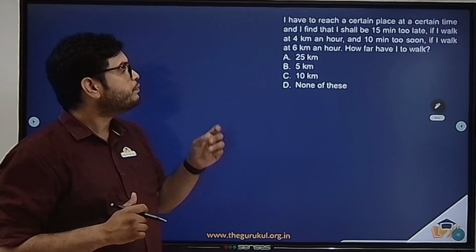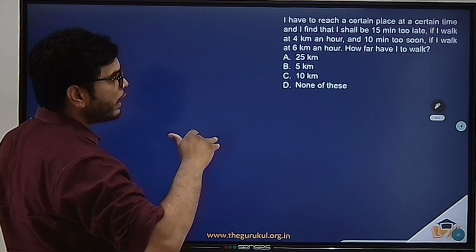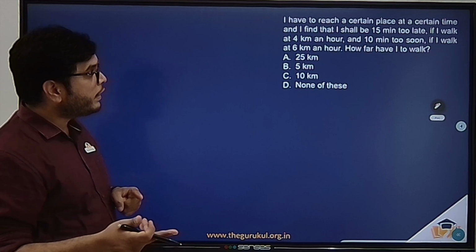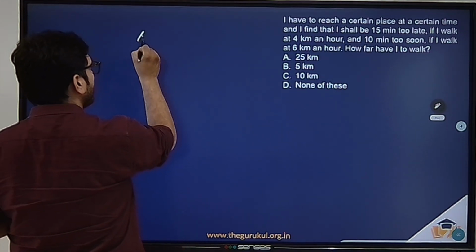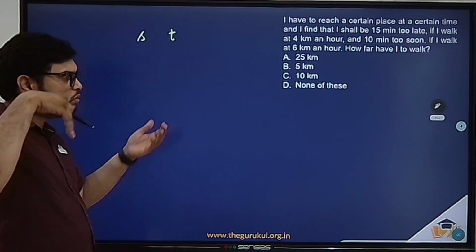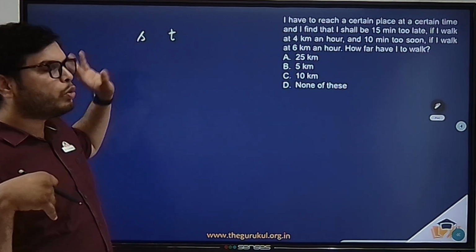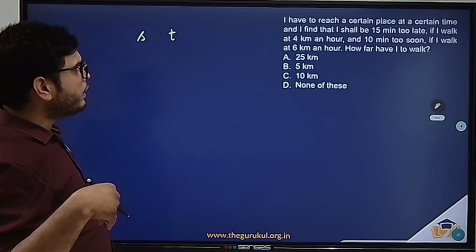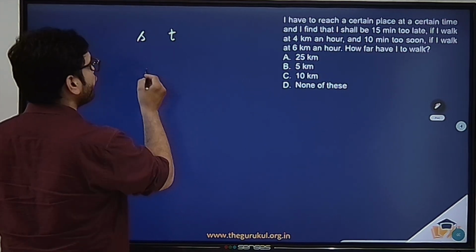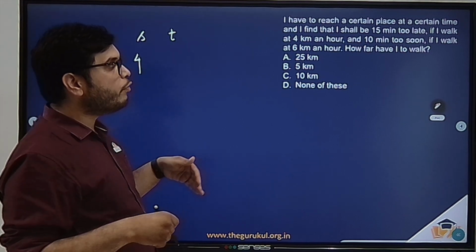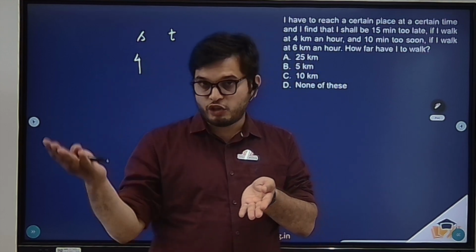Now coming to the third question, I have to reach a certain place at a certain time, and I find that I shall be 15 minutes too late if I walk at 4 kilometers an hour. Now I do not know the usual speed, and the usual time required to reach that place. Right now, if I travel at 4 kilometers per hour, I would be 15 minutes late, so I'll be taking 15 minutes extra.